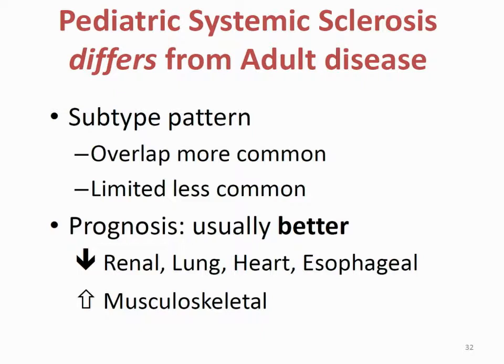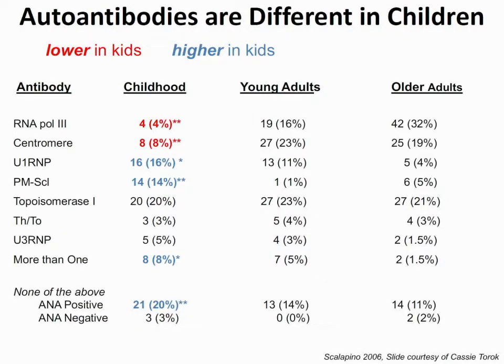They don't have this renal crisis that adults have, which can have extremely high morbidity and mortality associated with it. So we don't see that in the kids. We see less lung, heart, and esophageal involvement. That doesn't mean we don't see it. We certainly see it, but less. But we see more musculoskeletal involvement.